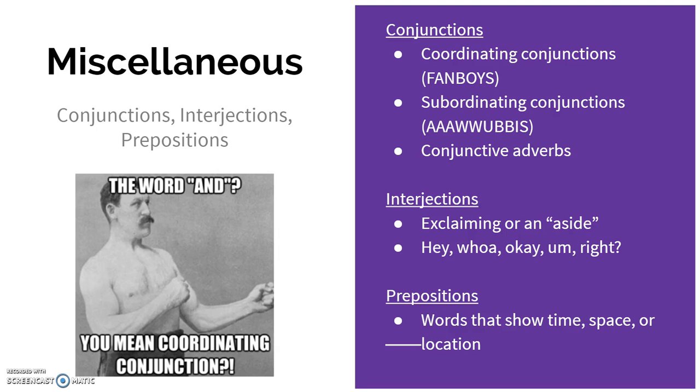And then here are some of the miscellaneous ones: conjunctions, interjections, and prepositions. And again, there's different videos that talk about these as well. Conjunctions primarily include 2 big categories: coordinating conjunctions, which is fanboys, for, and, nor, but, or, yet, so, or subordinating conjunctions like the acronym AWOOBIS, after, as, although, when, while, until, before, because, if, since.